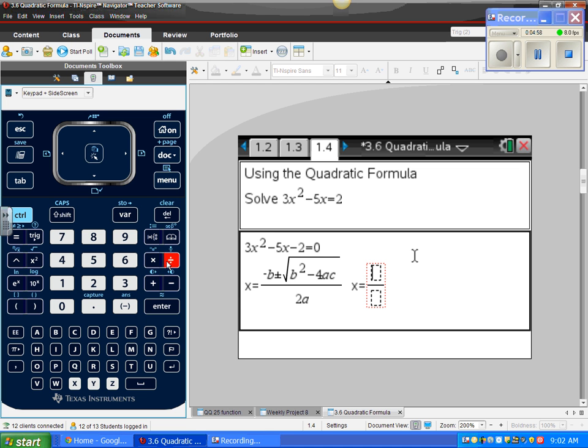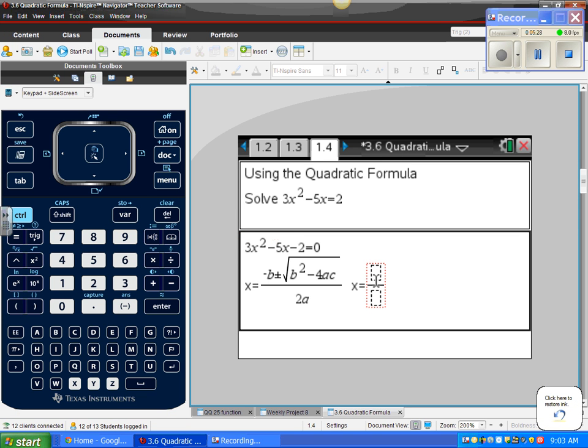Okay, so how do we figure out what a, b, and c are? A is 3, good. It's whatever's in front of the x squared. What's B? Negative 5, good. And what's C? Negative 2, good. So that's where you're getting A, B, and C from. A is whatever's in front of x squared, B is whatever's in front of x, and C is what's at the end.